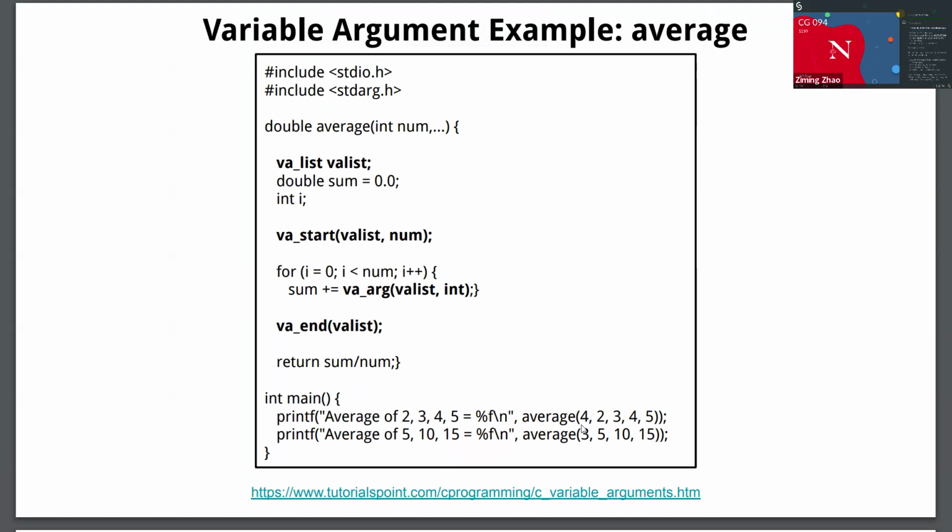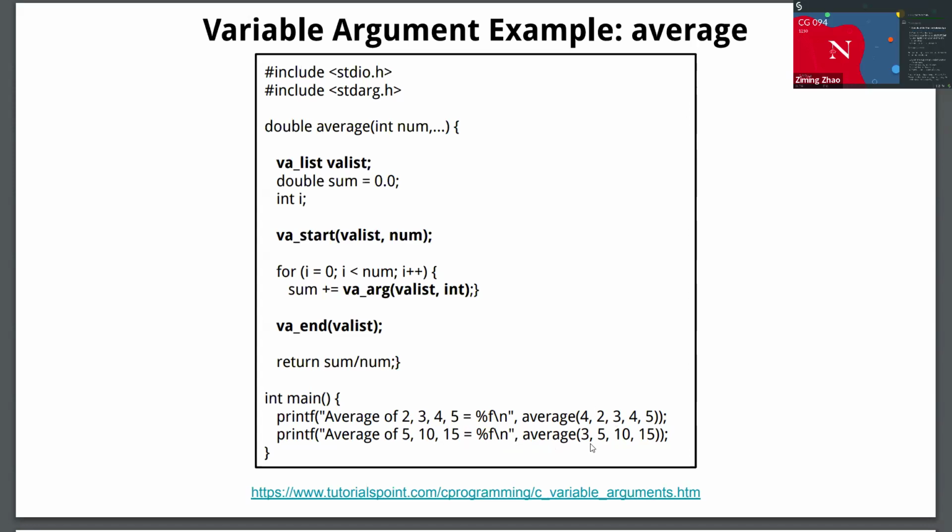We call average, and the first argument, we define it as the number of integers we want to compute the average on. After that, we have those integers. So the first time we call this average function, there are 5 parameters. The first one is how many integers there are, which is 4. Then after that, we have 2, 3, 4, 5.